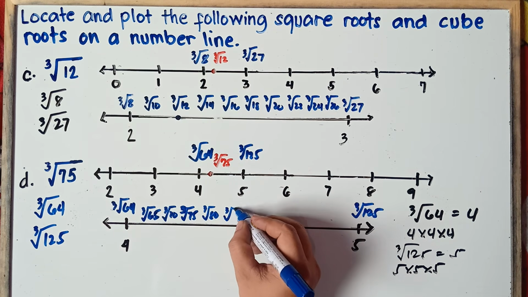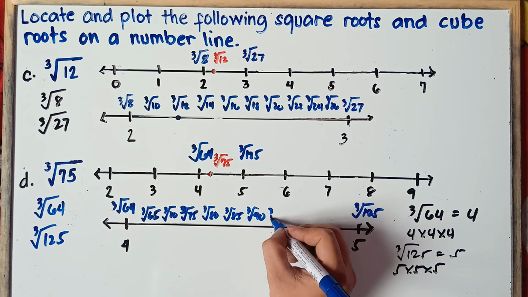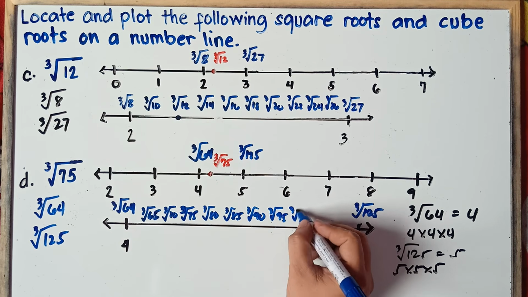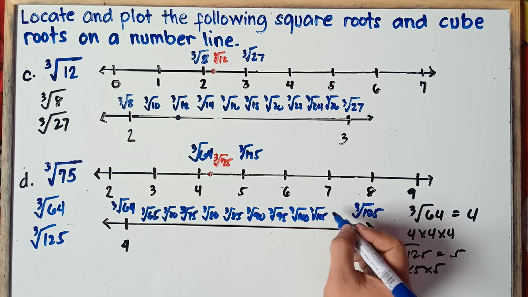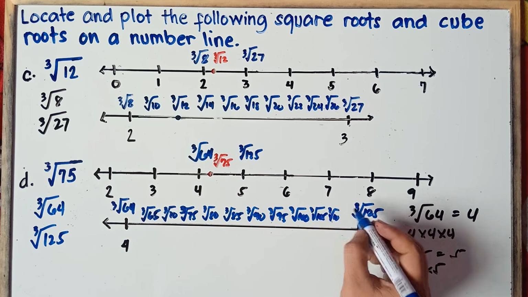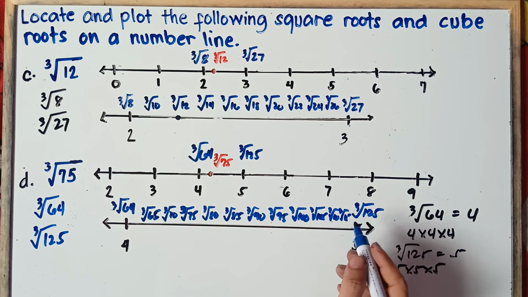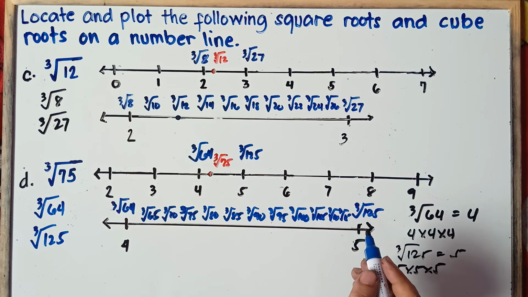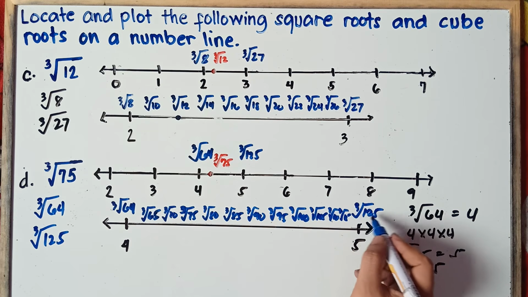Cube root of 80, then 85, cube root of 90, cube root of 95, cube root of 100, cube root of 105, and then cube root of 110, cube root of 115. We don't have enough space, as you can see. Then next will be cube root of 120, and the next will be cube root of 125.